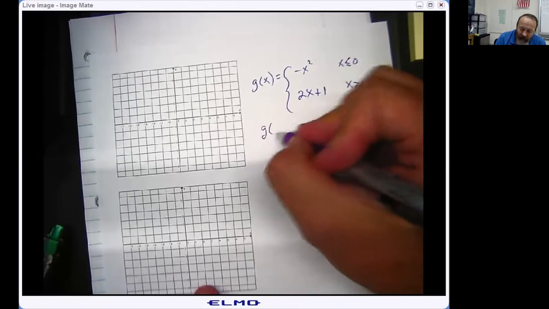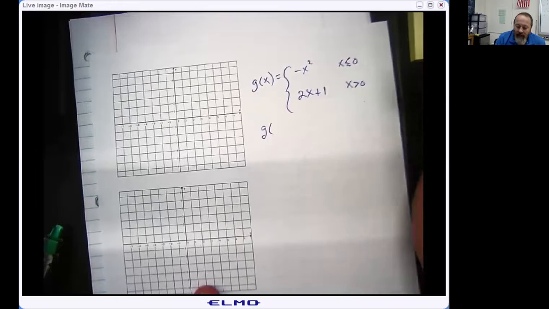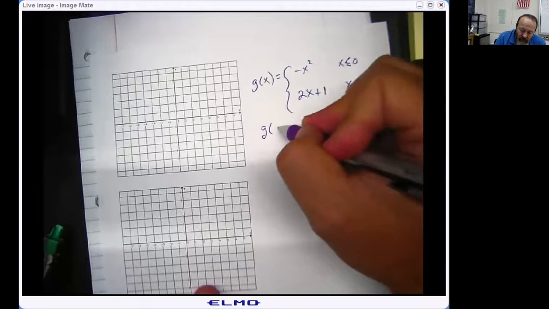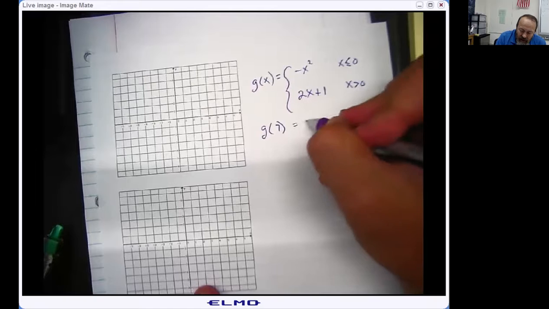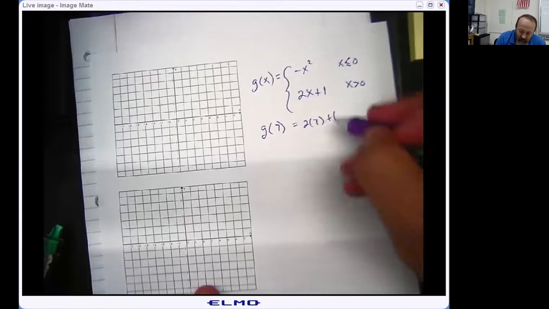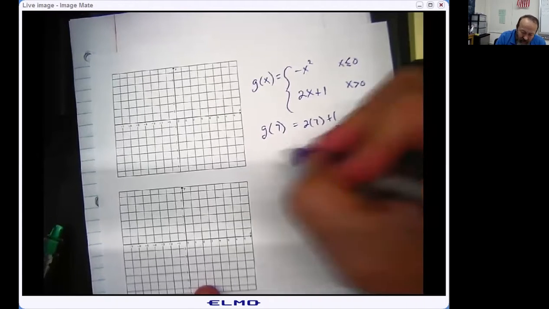So if you're ever asked to say, go find a value, if someone said, hey, can you tell me what g of 7 is? Well, 7 is actually part of this piece. The value of x is above 0, not below 0, so it would be this one. So g of 7 would say plug 7 into the bottom equation, which would give us 15.